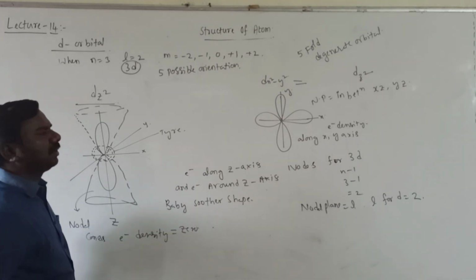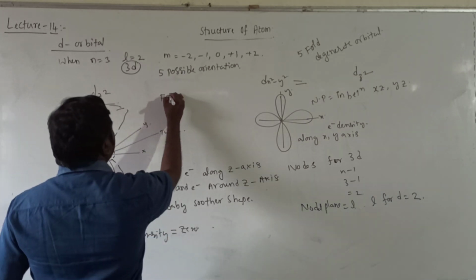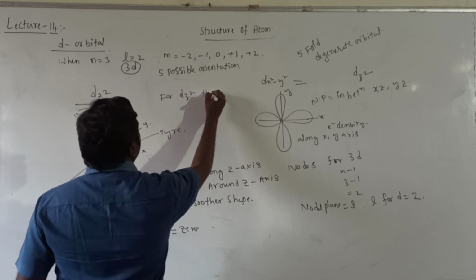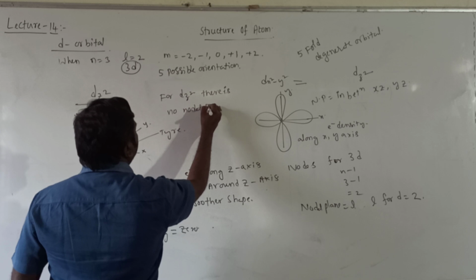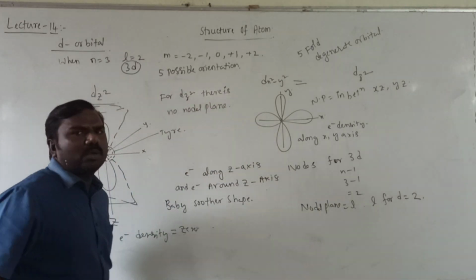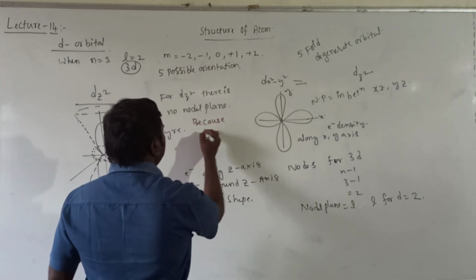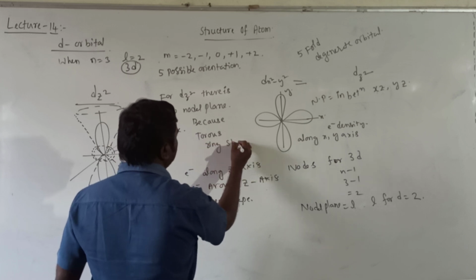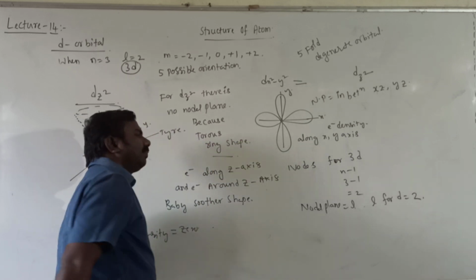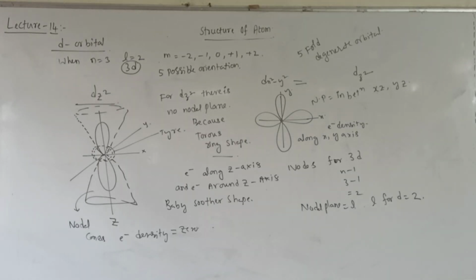Electron density becomes 0. So for dz square, there is no nodal plane. For dz square, there is no nodal plane, students, because the torus ring shape is torus ring shape. Understood? So these are the shapes of atomic orbitals.